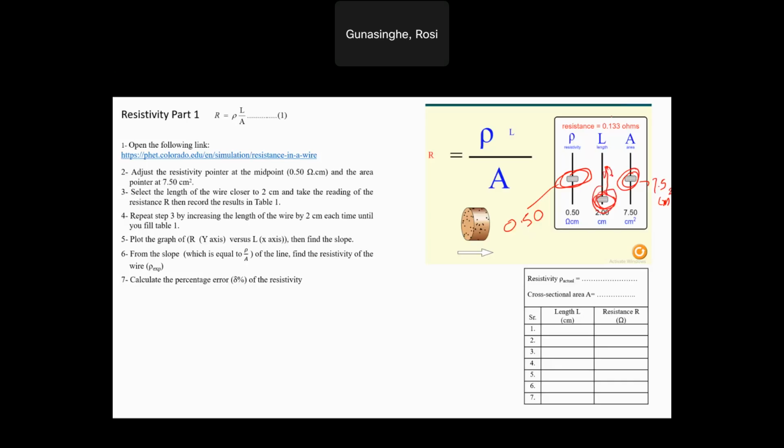When you change this, you will see that this number is also going to change. This is your R. So in your table, you have to mention the resistivity that you fixed and the cross-sectional area that you fixed, and then we are going to change the length, observe the resistance, and fill the whole table. Let's go to the simulation.